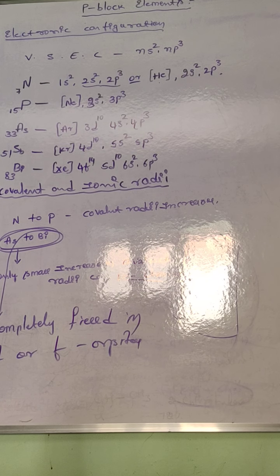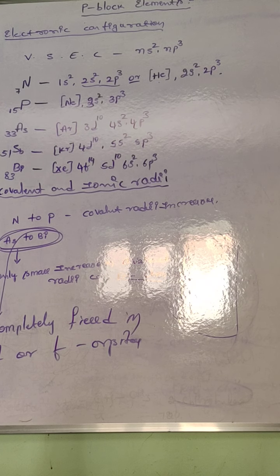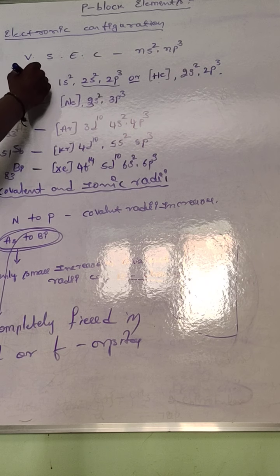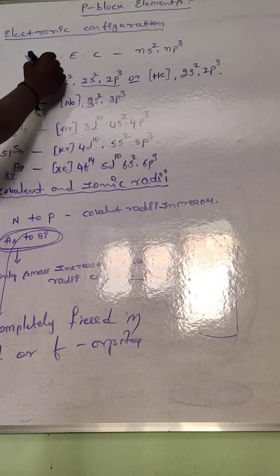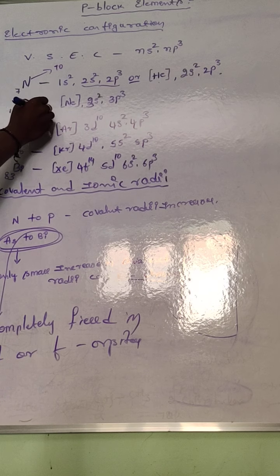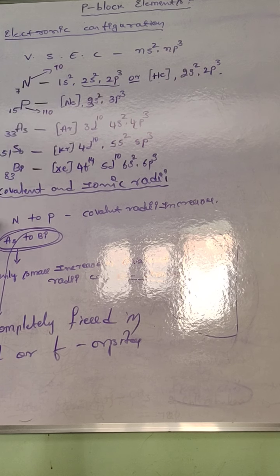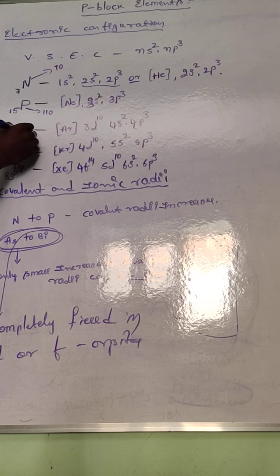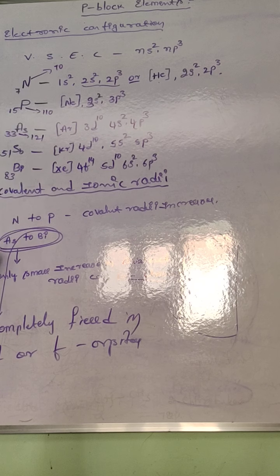What is the covalent radius of nitrogen? How do we indicate the covalent radii of nitrogen, phosphorus, arsenic, antimony and bismuth? In the case of nitrogen, the covalent radius is 70 in terms of picometer. Phosphorus is 110 picometer. In the case of arsenic, it is 121 picometer.